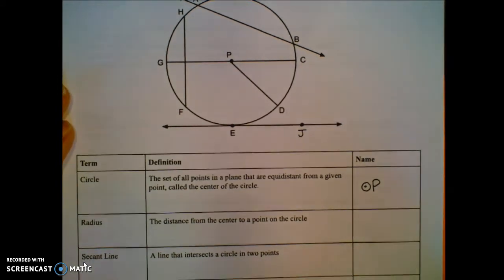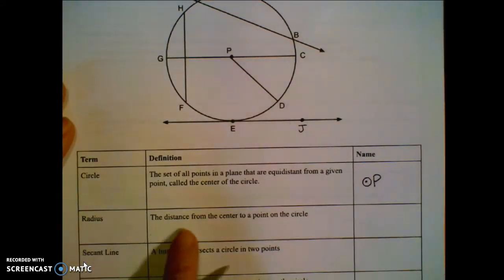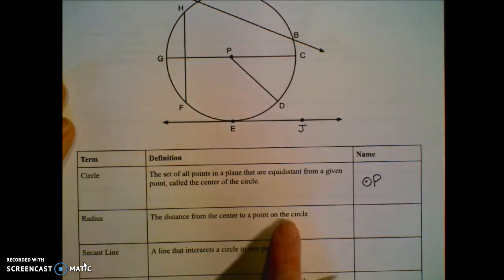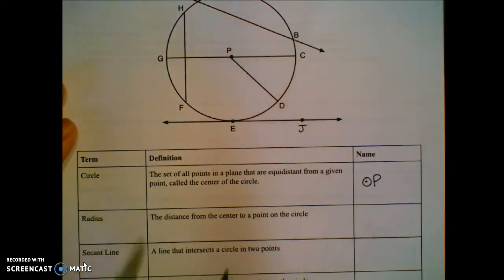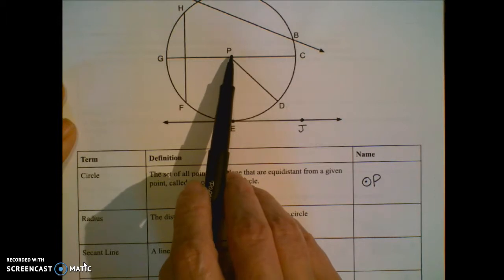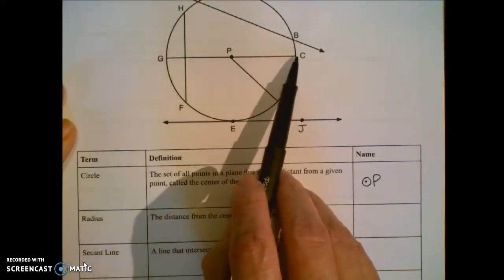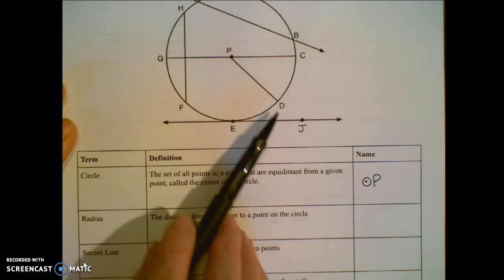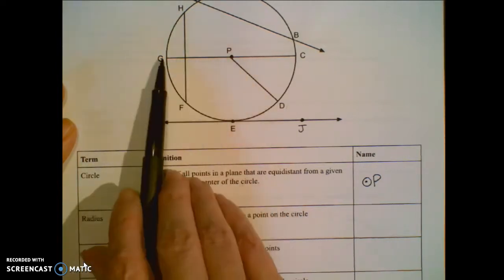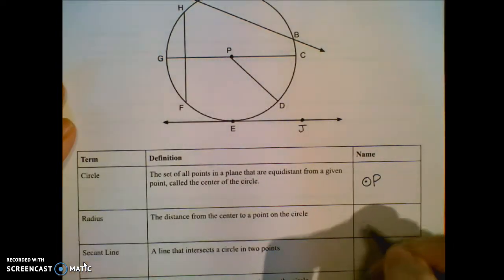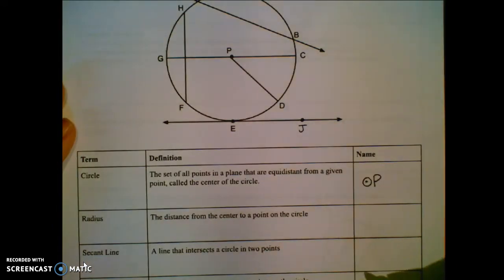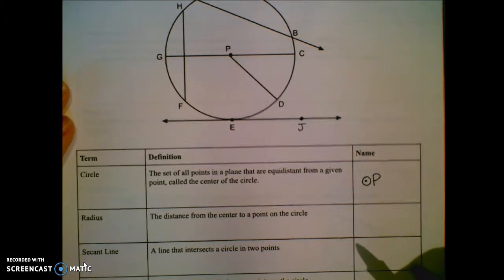All right, the next term equally is familiar. A radius is the distance from the center to a point on the circle. And in this case, we've got three different radii we can look at from the center to the circle. We have segment PC, segment PD is another radius, and segment PG is a third radius. Now, in this case, we're going to name all of the objects that we possibly can. On your homework, quizzes, tests, etc., it's going to ask you to name at least one. So as long as you follow the directions and give at least one, you can name as many as possible, or you can just name a single one.